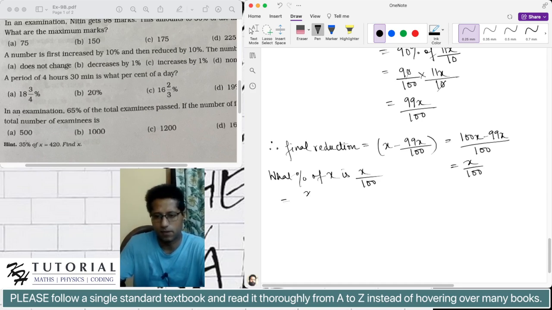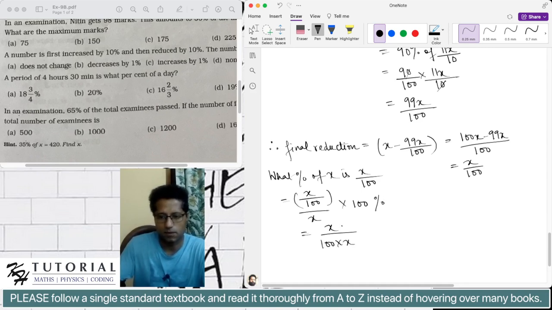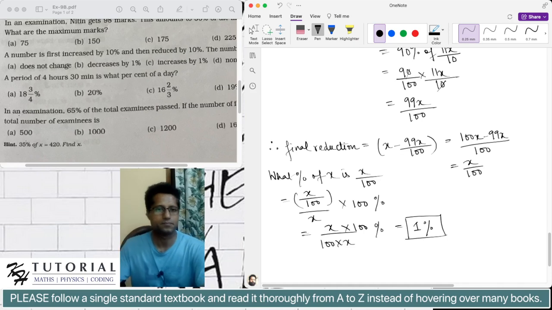This is equal to x by 100 divided by x, and this whole multiplied by 100 percentage. This is equal to x by 100 into 1 by x, multiplied by 100 percentage, and we can see that this is equal to 1 percentage. So there was a 1 percentage decrease, and hence the correct choice is B, that is decreases by 1 percentage. Correct choice is B.